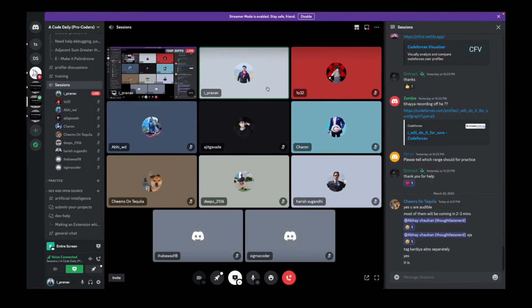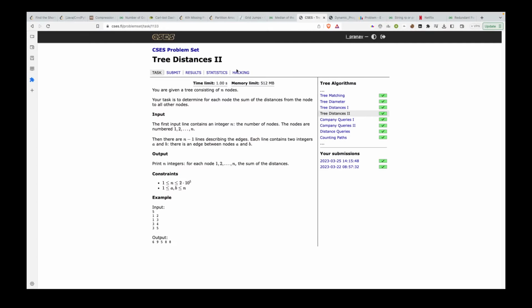So cool guys, today we are going to study tree rerouting. We already had a session on DP on trees, but now we finally want to get started with tree rerouting. So we are going to discuss this problem from the CSES problem set, and the problem is Tree Distances 2.